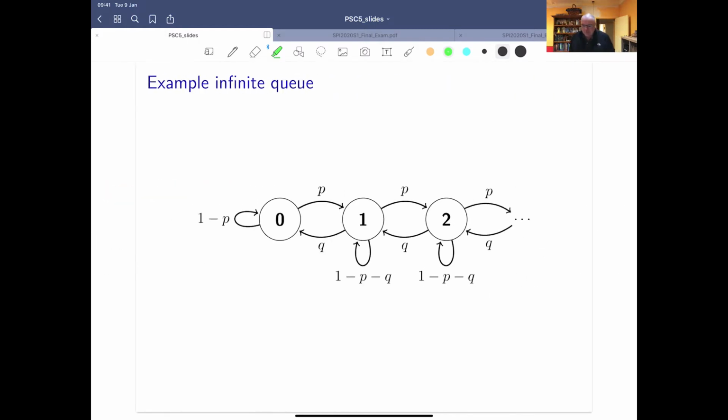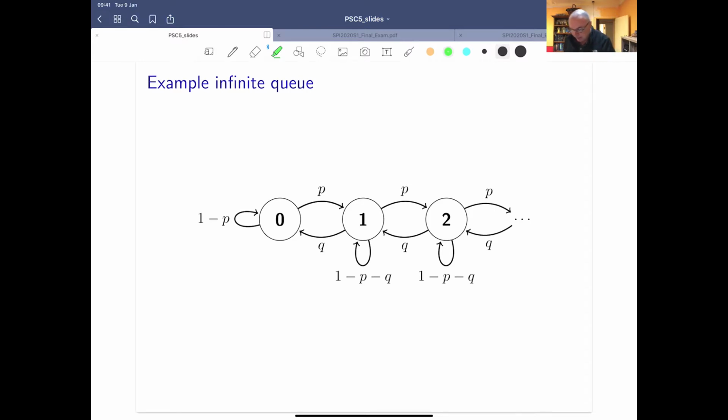So let's have a look at an example where we have an infinite queue. The states now are the number of people in the queue. The size of the queue increases by 1 with probability P. It decreases by 1 with probability Q. And it stays the same with probability 1 minus P minus Q, except in the case where we have no one in the queue, then the probability it stays the same is 1 minus P.